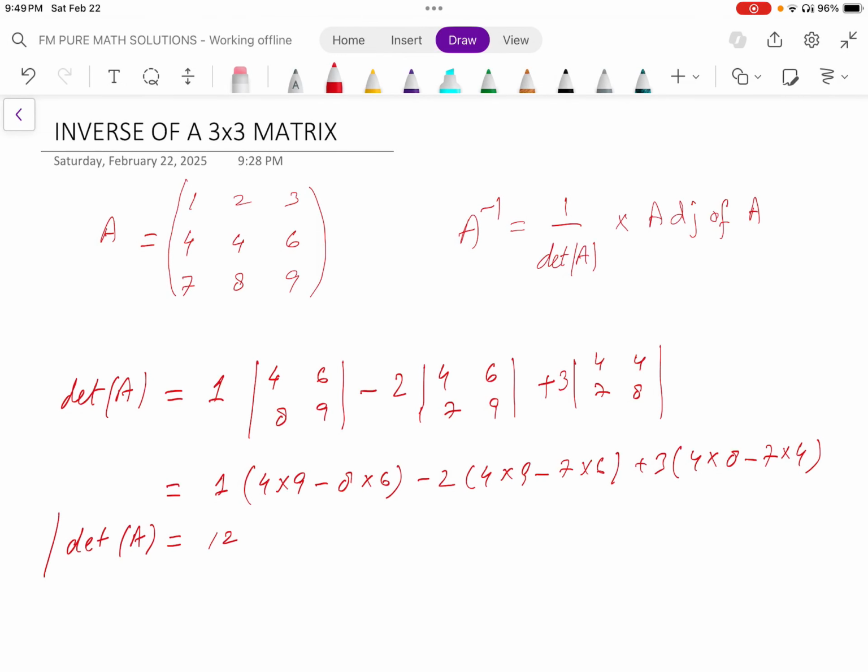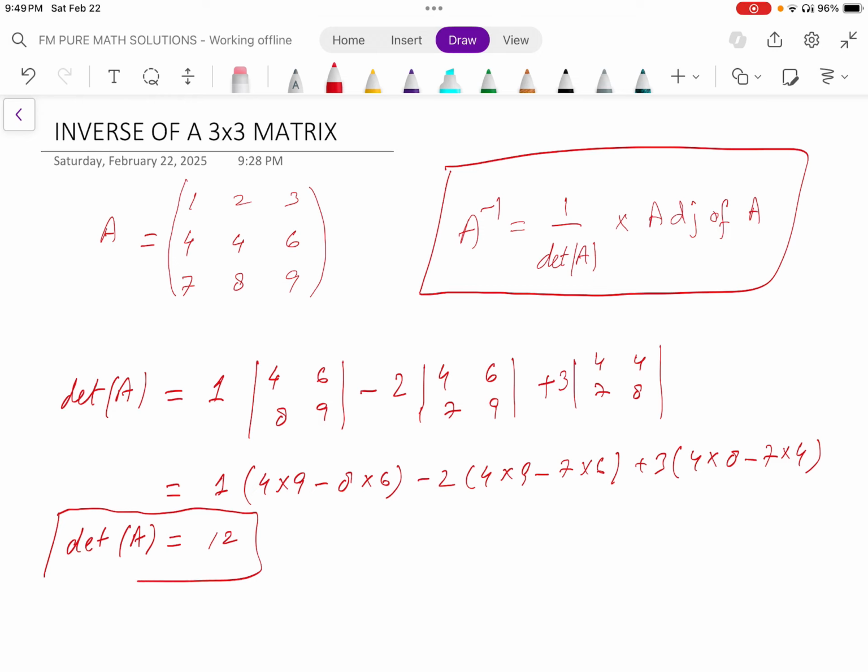So we have to find the inverse of a 3 by 3 matrix using the formula A inverse equals 1 over determinant of A times adjoint of A. In order to find the inverse of a 3 by 3 matrix, the determinant should not be equal to 0. So the method to find the determinant is that we select any row and expand it, using row 1 in this example.